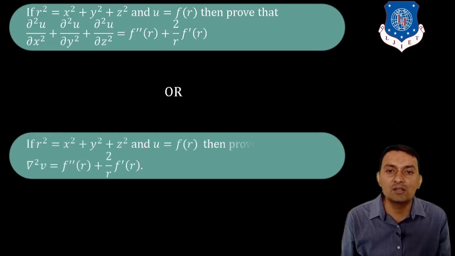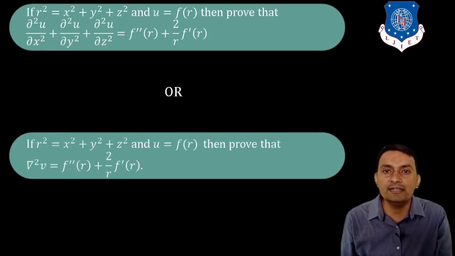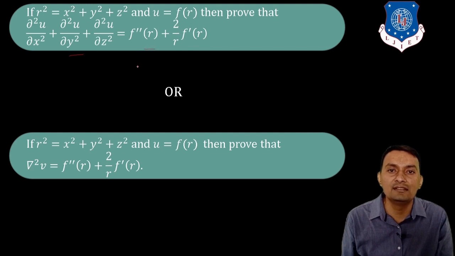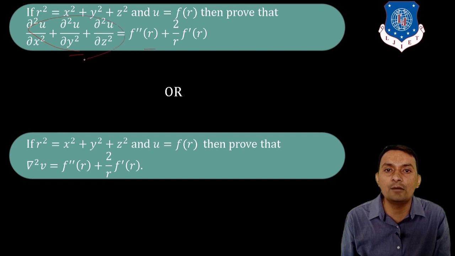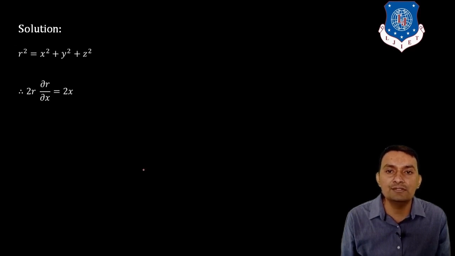Let us consider another question. So if r square is equal to x square plus y square plus z square, u is equal to f of r, then prove that this is same as this one. That looks like the previous one. Also this question can be written in operator form, del square u divided by del r square plus 2 divided by r into f dash r. That is like the previous one. So just take a quick look at it.